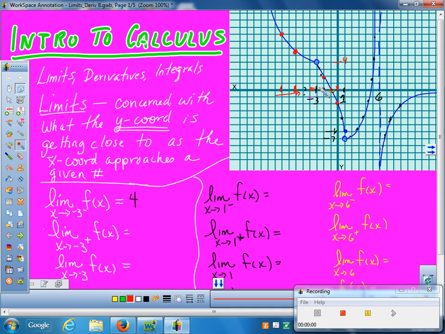So what's happening when I get really, really super close to -3? Where is that y-coordinate? Yeah, it's up here going toward that same open hole again, isn't it? So therefore my limit is getting close to 4. So what if there's a hole there? Limits don't care what's happening at that point.